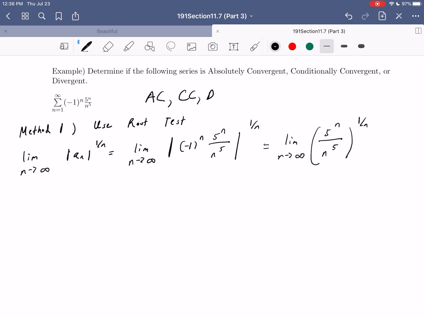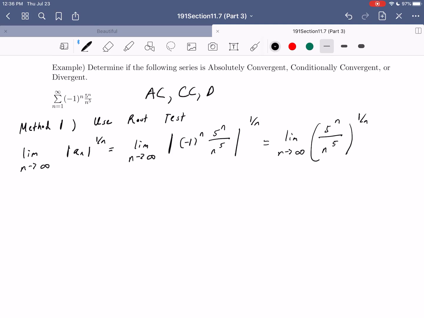So you want to sort of think ahead about whether or not it's going to be doable. So in this case, it's nice and easy here. Power to a power, multiplied. So up top, we're going to get 5. And in the denominator, we're going to get n to the 5 over n. Now, keep in mind, this is an indeterminate form. This is infinity to the 0. But we have a trick for dealing with this.